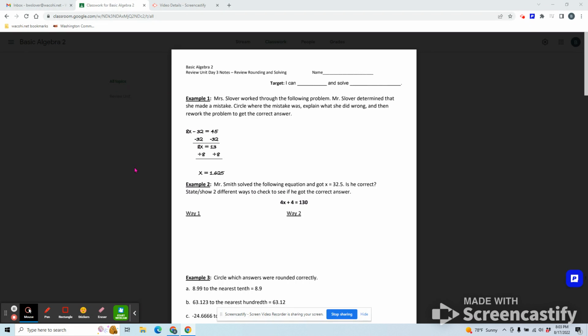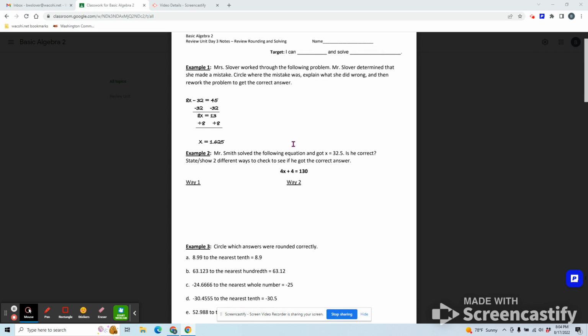Hi, welcome back. Today we're just going to review what we did the past 2 days with rounding and solving. So you're going to be able to round and solve an equation. I forgot to write that in there, but you're going to be able to round and solve equations. So the first page is really all I'm going to hit on because the rest of the stuff you're going to work on in class or for homework.